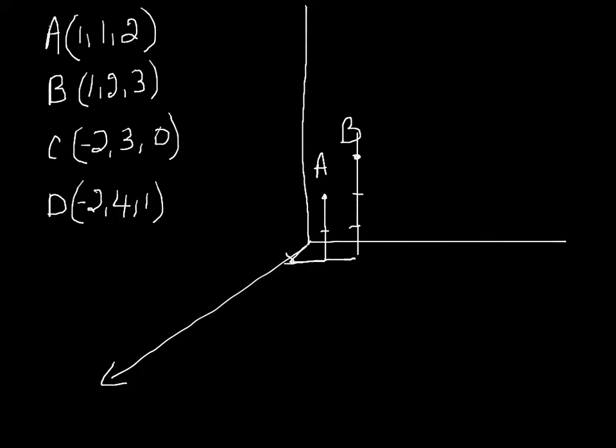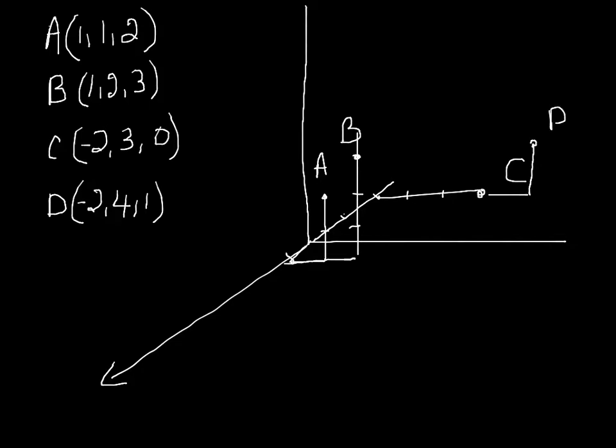C: back 2. So we're going to go 1, 2. To the right 3. 1, 2, 3. That's C. We didn't go up or down. D: back 2, 1, 2, and then to the right 4, and then we go up 1. Up 1 is going to be D over here.